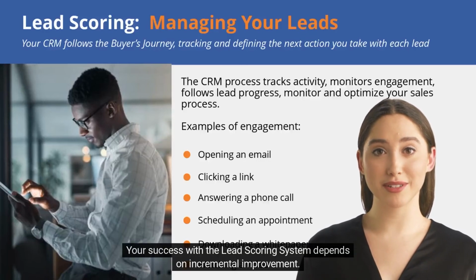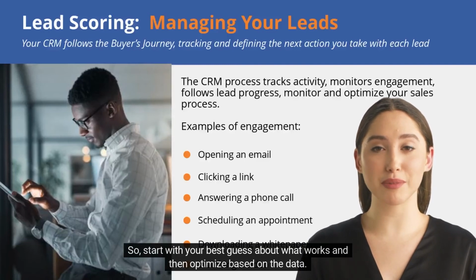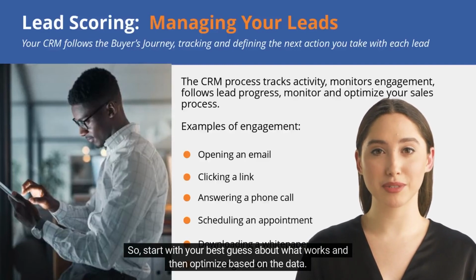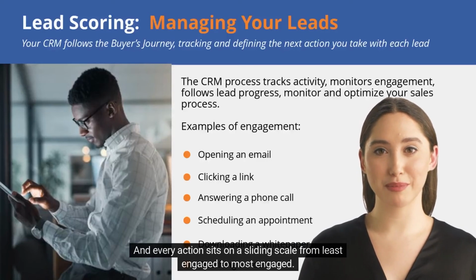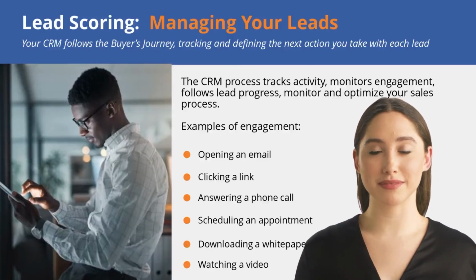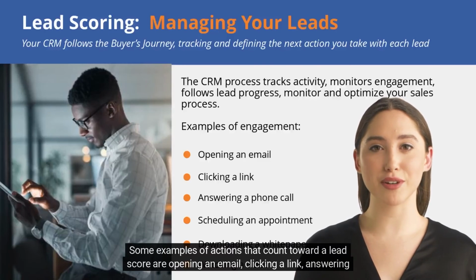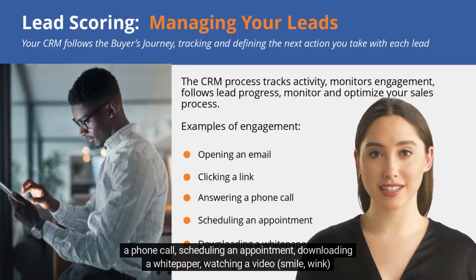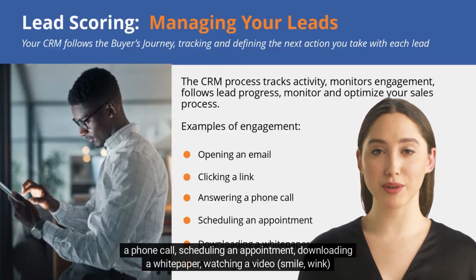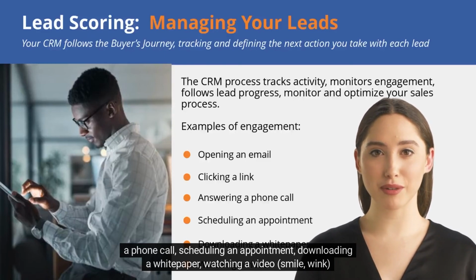Your success with the lead scoring system depends on incremental improvement. So, start with your best guess about what works and then optimize based on the data. Every action sits on a sliding scale from least engaged to most engaged. Some examples of actions that count toward a lead score are opening an email, clicking a link, answering a phone call, scheduling an appointment, downloading a white paper, and watching a video.